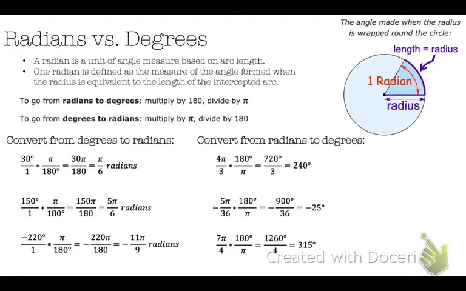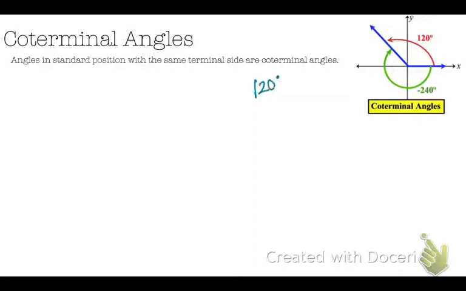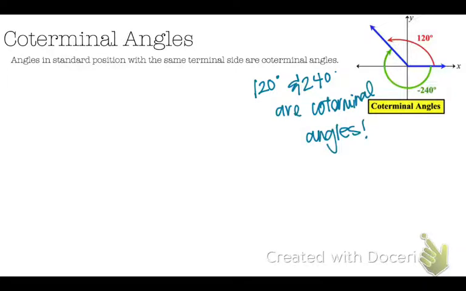Okay, all right, coterminal angles. So I've kind of mentioned it. Coterminal means that they end at the same place. So the terminal side, they have the same terminal side. Like if we look at this picture over here, we have the angle 120. That ends right there. And we also have the angle negative 240 that ends at the same place. So that means 120 and negative 240 are coterminal angles, because they end at the same spot.